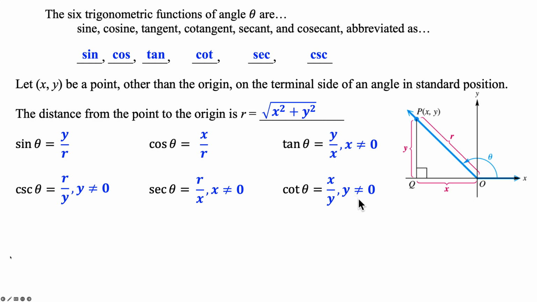And if you take a really close look here, you're going to see a pattern. And I lined them up like this as follows. Notice that y over r, its reciprocal is r over y. Sine and cosecant, their ratios are always reciprocals of each other. Cosine and secant, reciprocals. Tangent and cotangent, reciprocals.